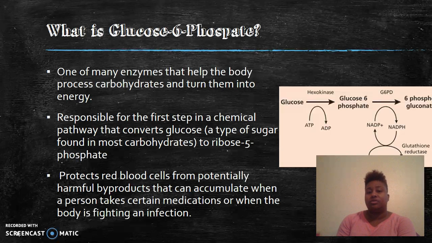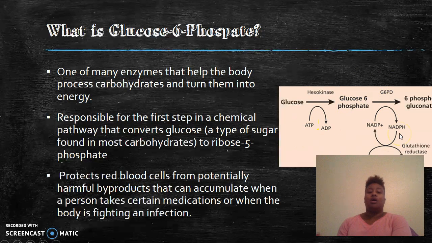So what is glucose 6-phosphate dehydrogenase? It is the enzyme that helps the body turn glucose into energy. It's responsible for the first step in the chemical pathway that converts glucose into ribose 5-phosphate. And I have the chart over here. It protects the red blood cells from potentially harmful byproducts that can accumulate when a person is taking certain medications or when they're fighting an infection.